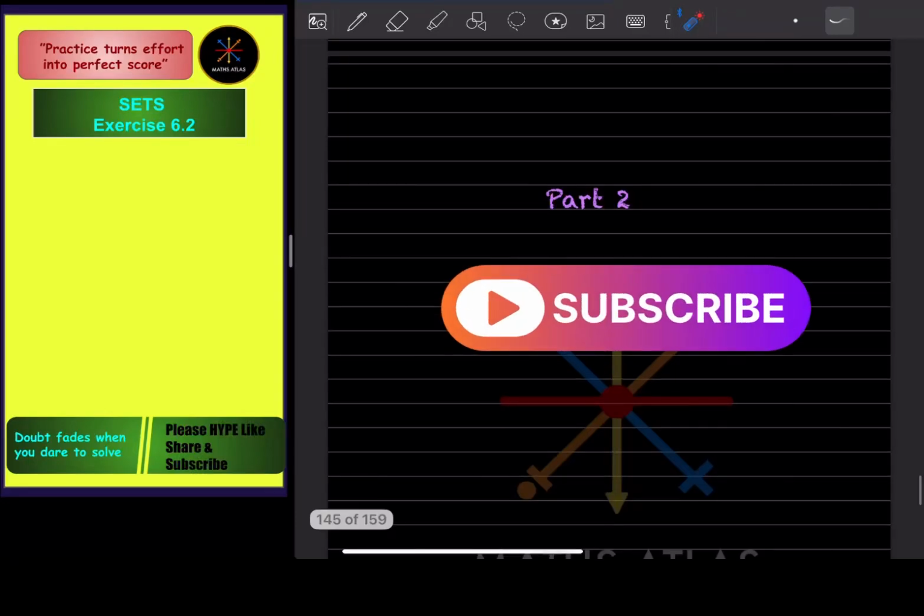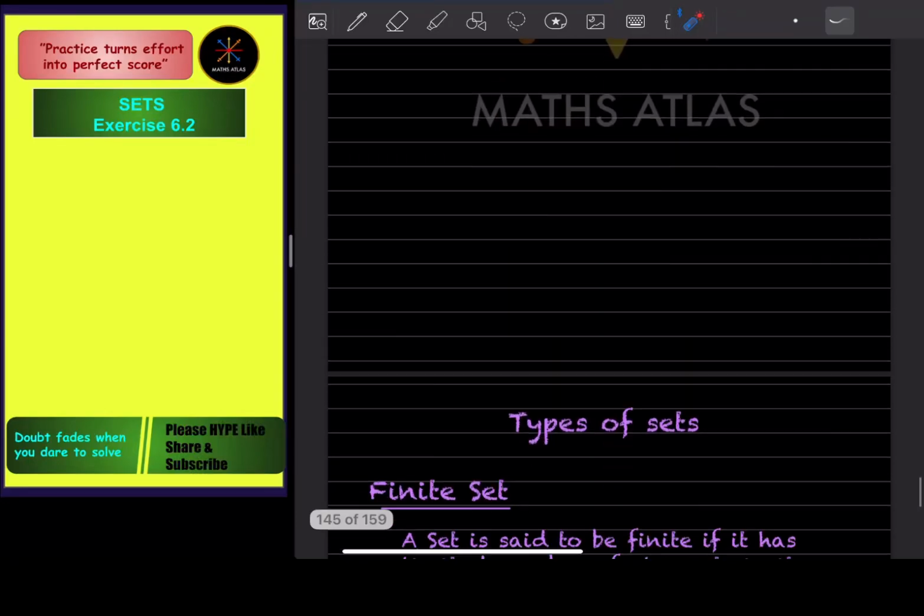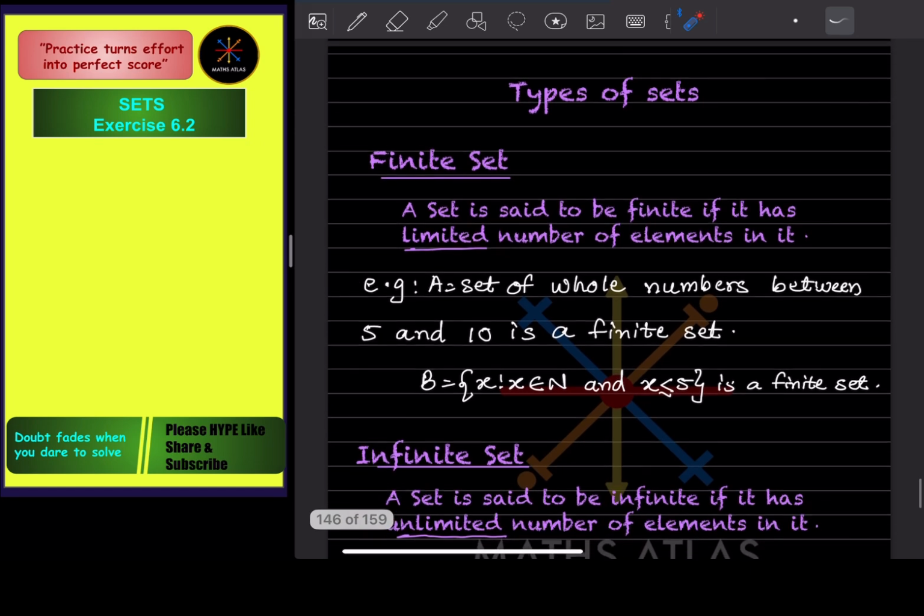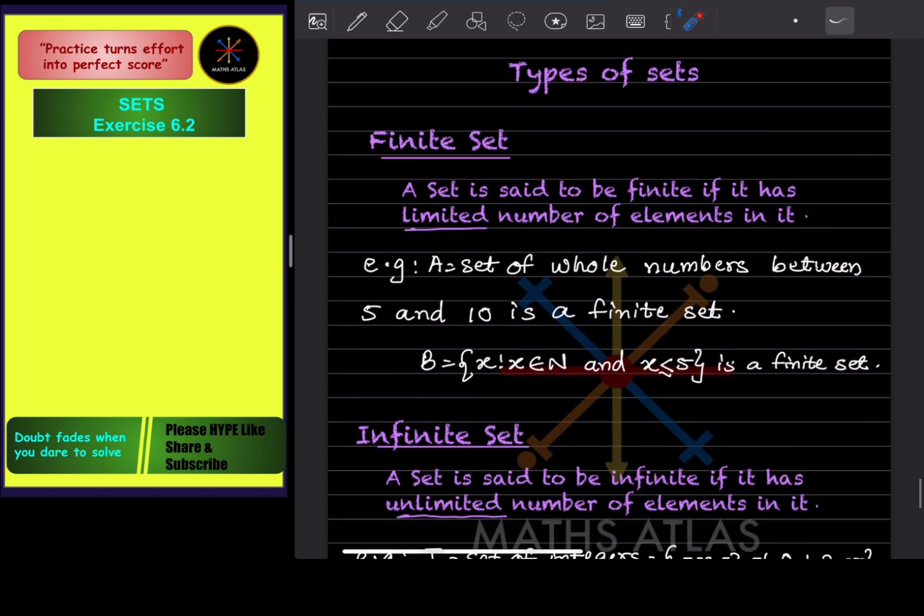Today, let us start with part 2. In that, we'll see what the types of sets are. There are two types, the finite set and the infinite set. Now let us see what a finite set is. A set is said to be finite if it has a limited number of elements in it.